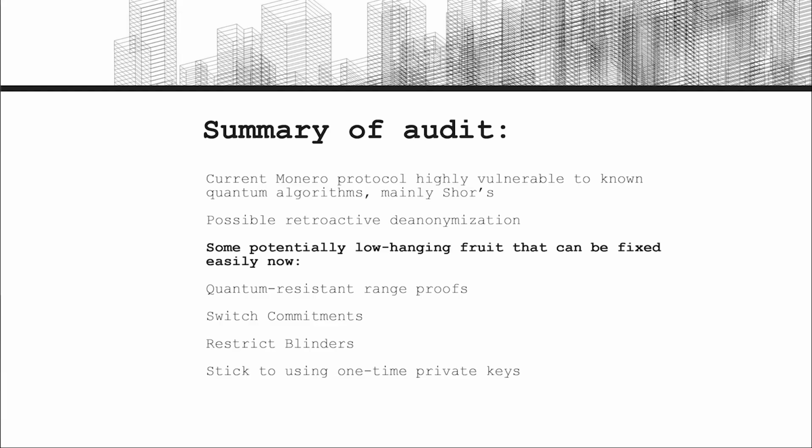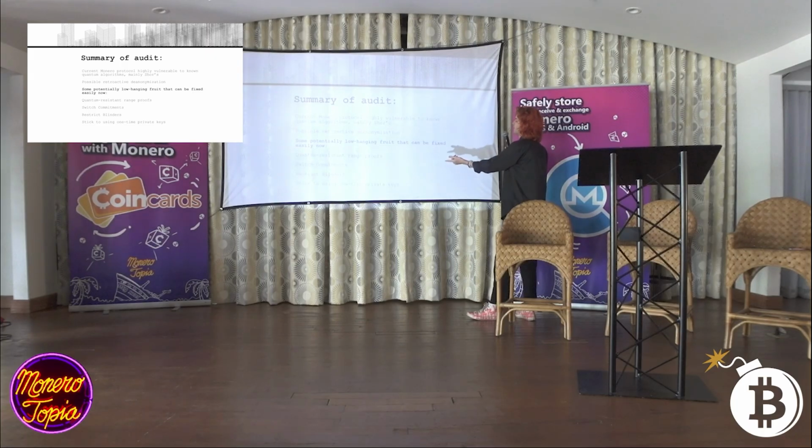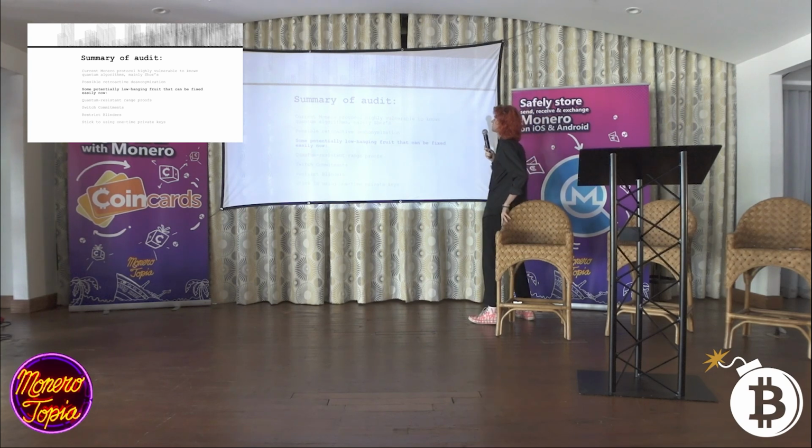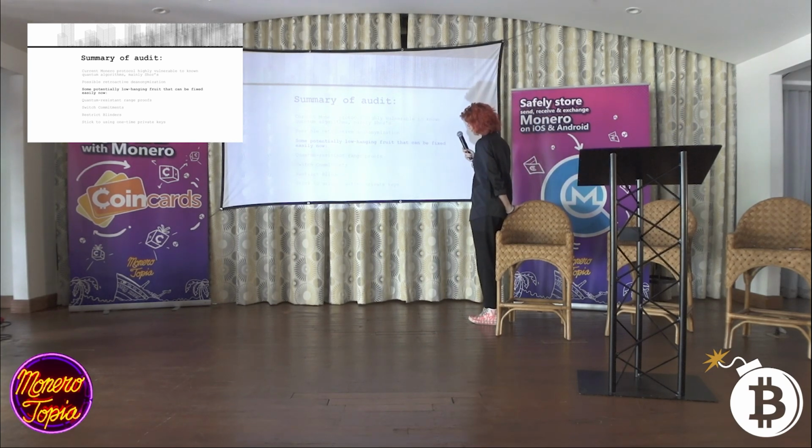So some potentially low-hanging fruit that can be fixed easily now. Quantum-resistant range proofs, potentially. Yeah, we could make some range proofs that might be a little bit easy to fix. Switch commitments, and then restrict blinders. These might be actually interchangeable. I didn't really look into that too deeply when I made this slide. And then stick to using one-time private keys, of course, is a given if you haven't already been doing that. If you weren't using one-time private keys, it might be a bit more vulnerable to retroactive de-anonymization. But in any case, you probably should just be doing that anyways, if possible. Anyways, next slide.